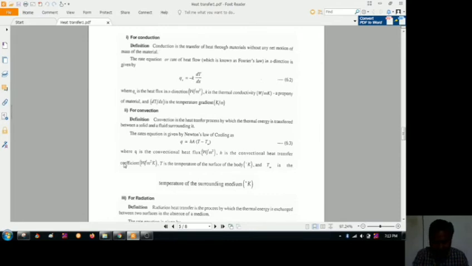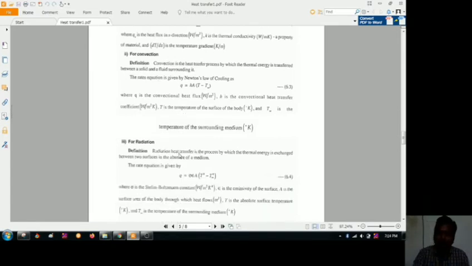Here Q is the convective heat flux, in watt per meter square, and H is the convective heat transfer coefficient, right? It is in watt per meter square Kelvin, and T is the temperature of the surface of the body in Kelvin, and T infinity is the temperature of the surrounding medium. So we need to know the temperature of the surrounding medium and also the source medium.